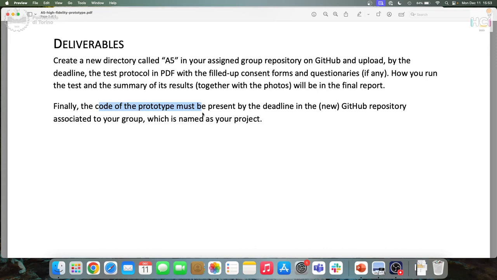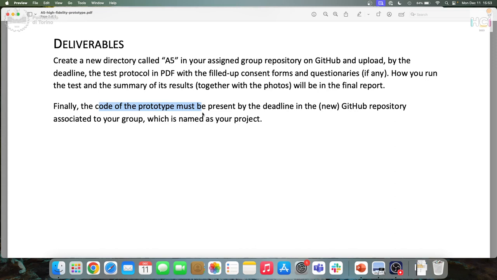So we are going to create this repository and assign it to your group in GitHub. So in a few days, you will have two repositories. One is the one you were using, and another one is for your code, just for the code of your application, so that you don't mix PDFs and images and the actual code of the application. So this will be ready by Wednesday.